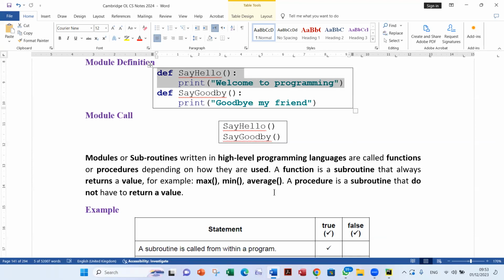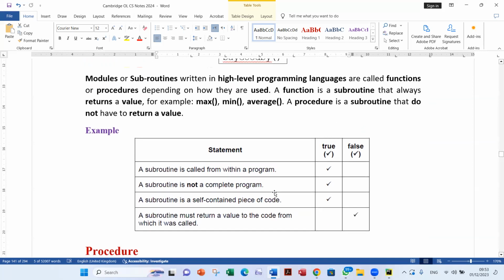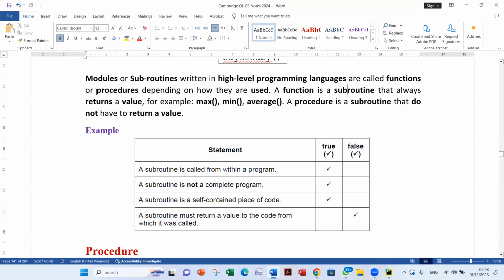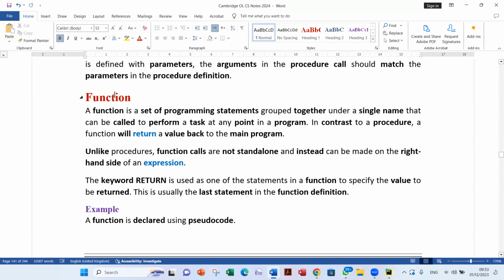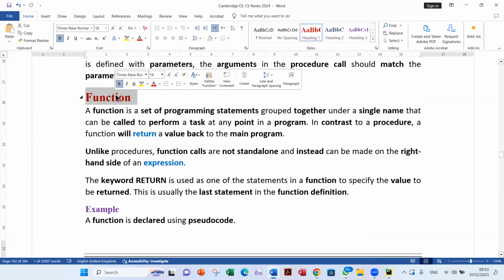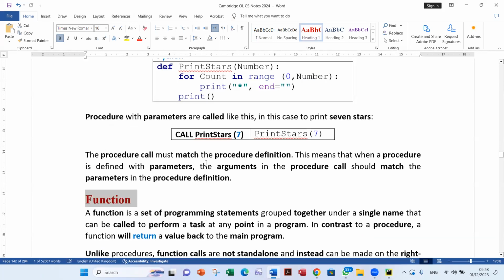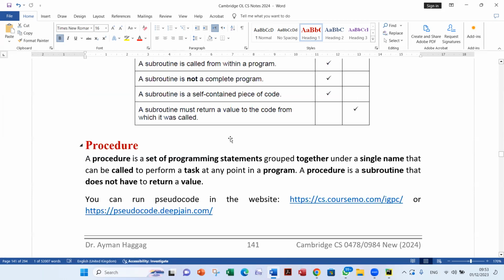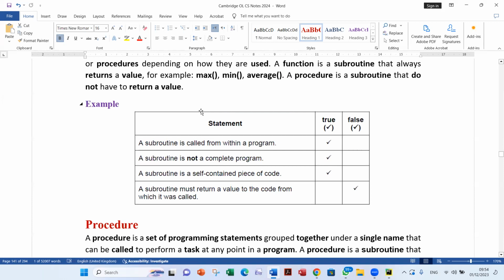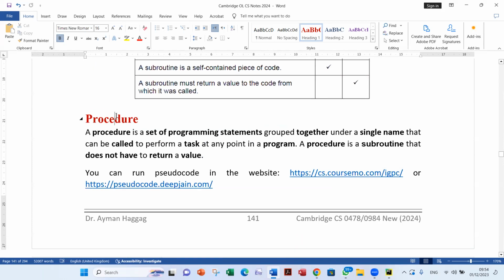On the other side, a procedure is a subroutine that does not have to return a value. Maybe it doesn't do a calculation, or maybe it just prints the result on the screen. So please study this very well, because this is very important in your study. Because a function is a procedure that returns a value, I will have a separate topic here called functions. A procedure is a module, a subroutine that does not have to return a value. I will have here procedure.